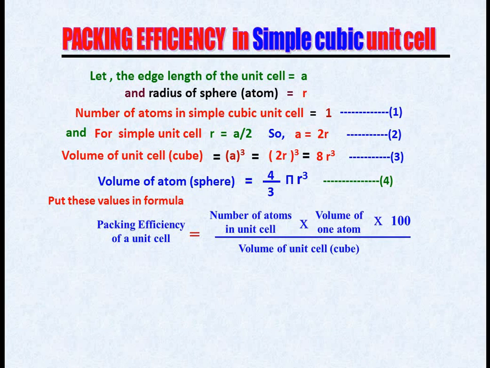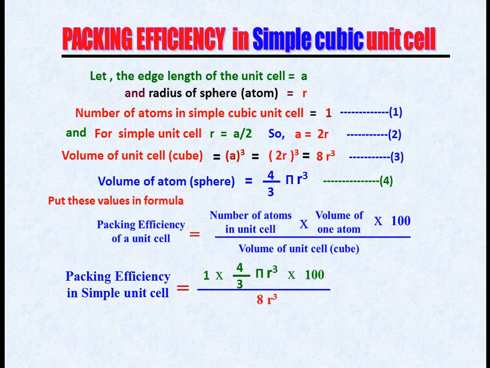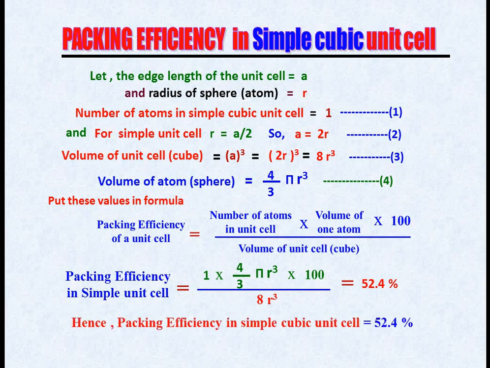So the packing efficiency of unit cell is equal to number of atoms in the unit cell, that is equal to 1, times the volume of one atom, which we know is 4 by 3 pi r cube, into 100, divided by the volume of the unit cell, A cube, and we expressed A cube in terms of R as 8R cube. Put these values, and on solving by putting the value of pi as 3.14, the answer comes to be 52.4%. So we can conclude that the packing efficiency in simple unit cell is 52.4%.